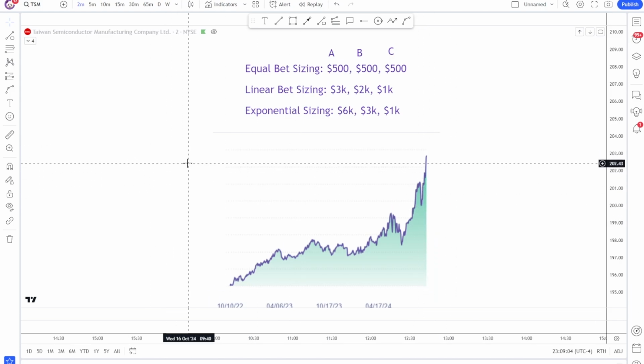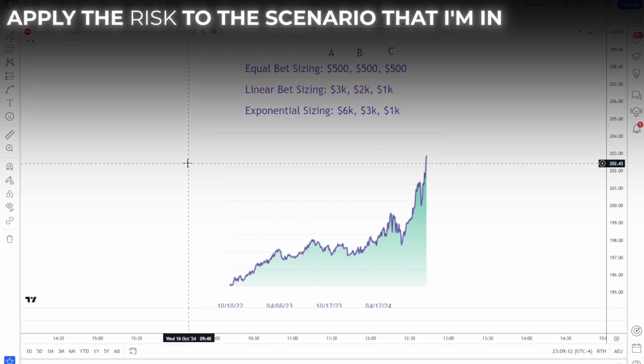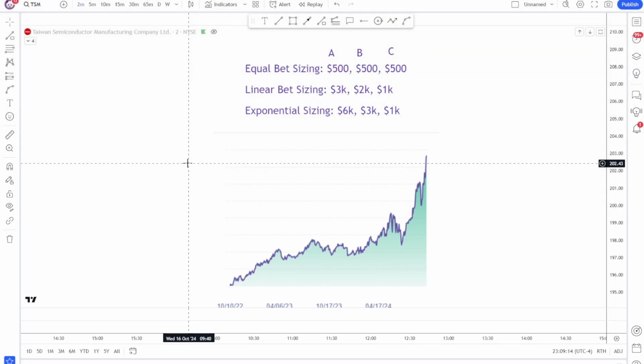So to wrap things up, the differences between position sizing and stop sizing has really helped me apply the risk to the scenario that I'm in. If I'm day trading or in a momentum trade, I'm going to be more inclined to focus on stop sizing. If I have more of an idea or thesis, I'm going to be focused more so on position sizing. And generally in your A trades, bigger opportunities, you're going to be focused more on stop sizing.